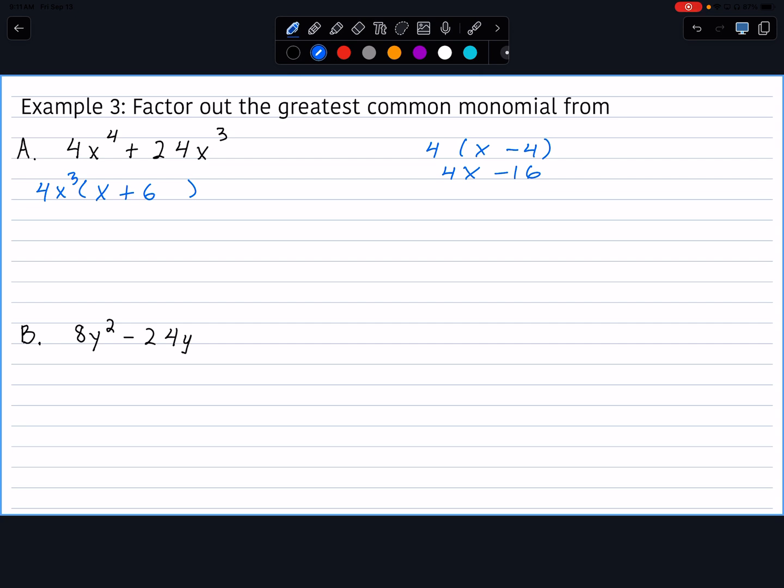In regards to that, do you have any questions? This is an expression, so there's no solving, right? There's no equal sign. We can't solve this. This is as far as we can go right now. We're going to use it to solve some equations in a little bit.